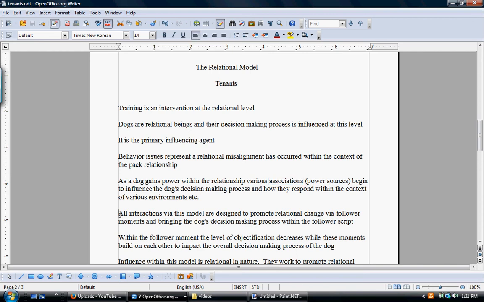So what I show here, going a little further, is all interactions via this model are designed to promote relational change. So this is critical here. When you're really thinking about what is the end game, so often what happens is systems of training promote certain interactions or certain rituals, such as doing the down, doing the come, doing the stay, but really no all-encompassing statement as to what is this leading to, what's the goal here.